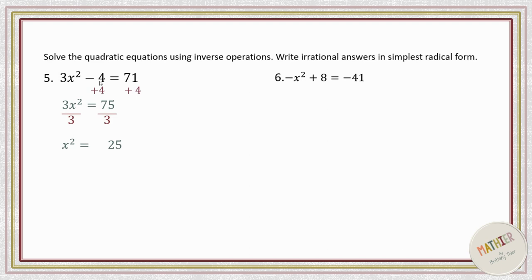And then we take the square root of both sides to get rid of that square power, remembering our plus or minus. So we get x equals plus or minus 5.